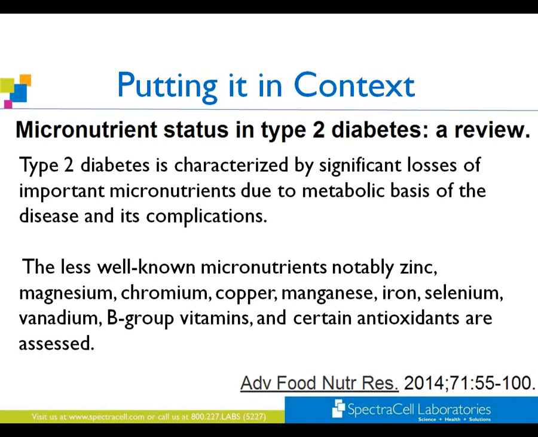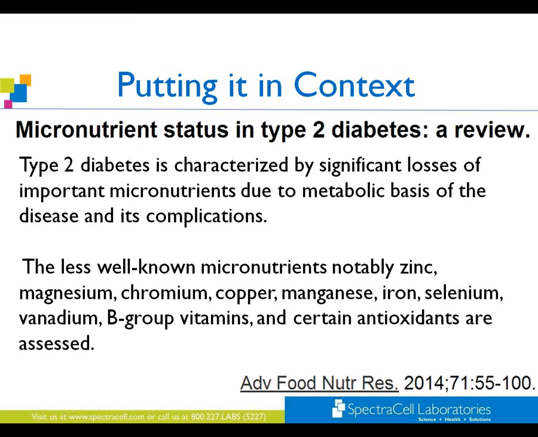But look at how this study positioned and characterized diabetes, because it's looking specifically at micronutrient status within these individuals. What this goes on to say is that type 2 diabetes is characterized by significant losses of important micronutrients. So, just as we think about the blood sugar, the insulin, the HbA1c, the concurrent inflammation, our thought process should immediately begin to also characterize nutrient deficiencies as being tied into type 2 diabetes as well. So we don't want to ignore that aspect of it either.